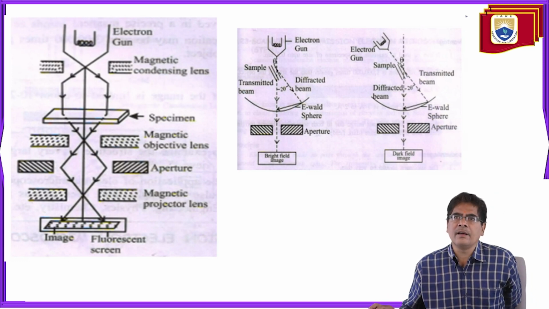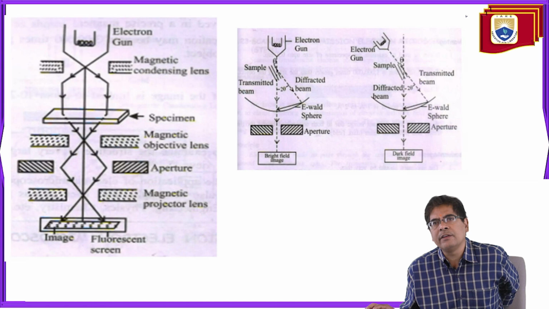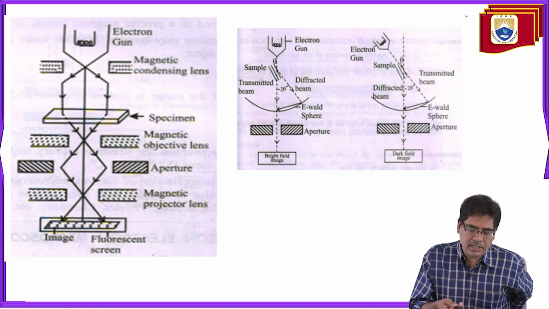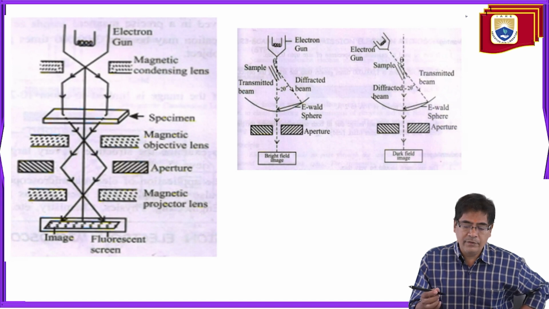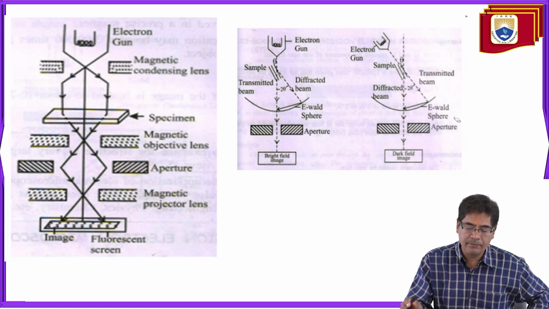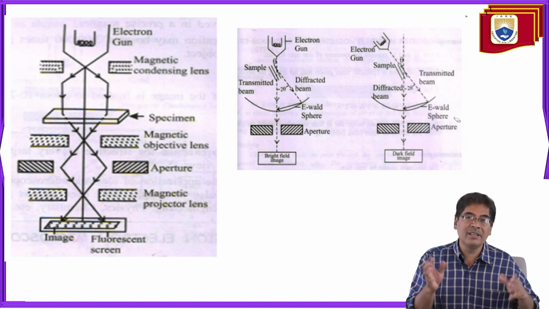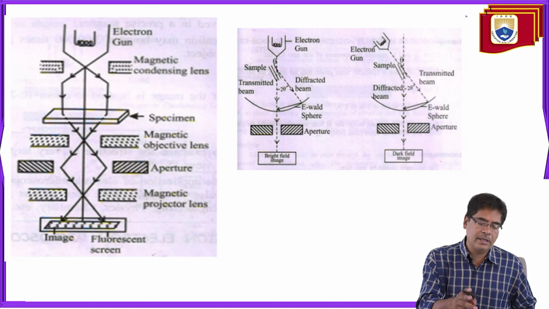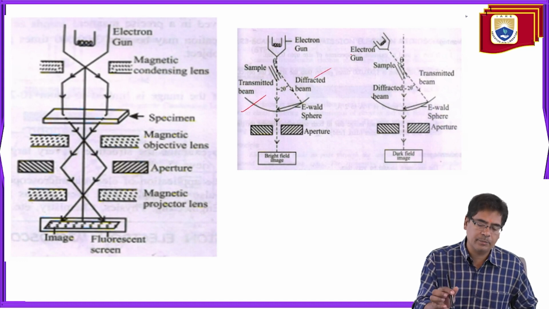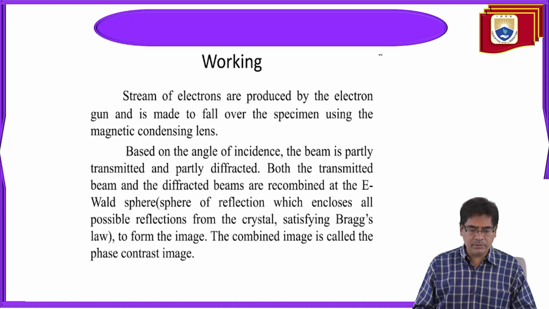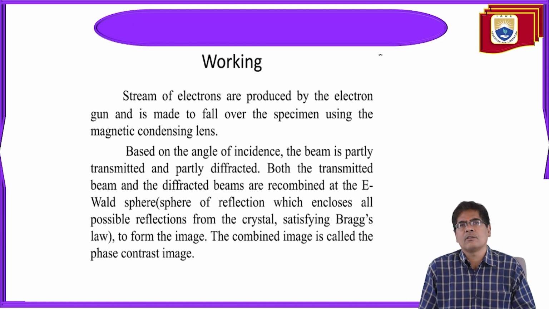So this is the dark field image, and here we can see the difference between the bright field image and the dark field image, right? In both we have the transmitted beam. In one case we have the transmitted beam, and in the other we get the diffracted beam. So they are purely opposite. Here it is the transmitted beam, and here it is the diffracted beam. These are some of the workings of transmission electron microscopy.